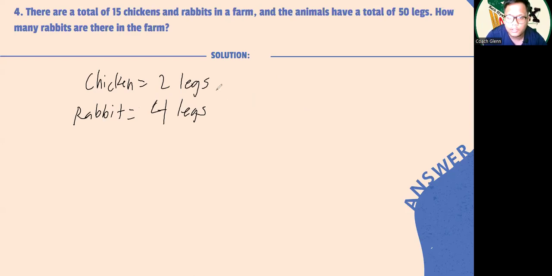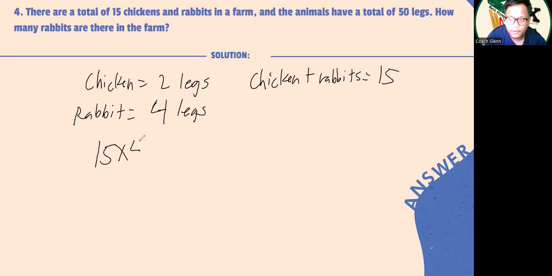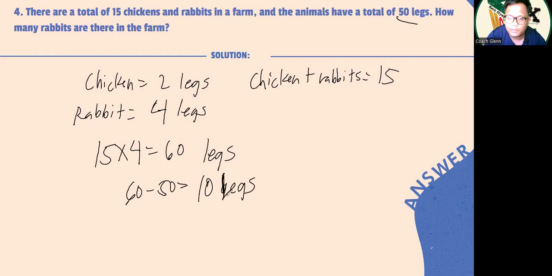We also know that chickens plus rabbits is equal to 15. So our technique here is first, let's assume that they are all rabbits. If they are all rabbits, then they have 4 legs each. So we have 15 times 4, that's equal to 60 legs. But from what we can observe, we only have 50 legs. So we have an excess of 60 minus 50, which is 10 legs.